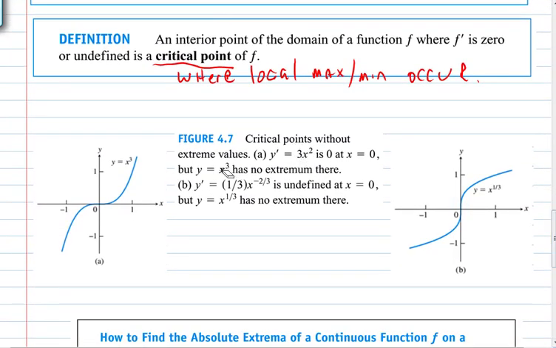All right, critical points without extreme values. Just because you have a horizontal tangent, that doesn't mean you're guaranteed an extreme value. This is an if-then statement, not an if and only if. Here's a vertical tangent. That's where the derivative is undefined, so it is a critical value, but it's not a local max or min.